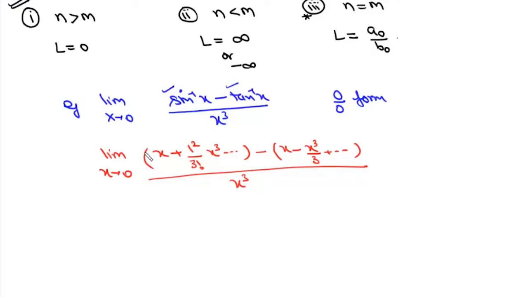Now here this x and x will cancel. Now in the numerator, minimum power of x is 3 and in the denominator minimum power of x is also 3. Now when n is equal to m, value of this limit is coefficient of x cube in the numerator upon coefficient of x cube in the denominator. So value of this limit will be coefficient of x cube in the numerator. Now this is 1 upon factorial 3, which is 1 by 6, and then minus minus plus 1 by 3 upon 1. Now this is 3 by 6, which is 1 by 2. So answer to this limit is 1 by 2.